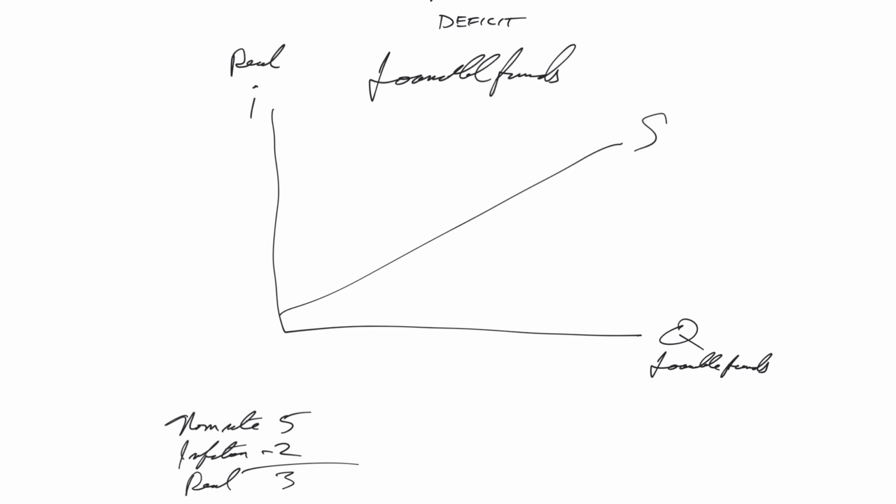And of course, we're going to put them together and we're going to have an equilibrium. Here's our equilibrium real interest rate. And here is our equilibrium quantity. And where the equilibrium is, we know that savings, modeled by the supply curve, is equal to investment, modeled by the demand curve.